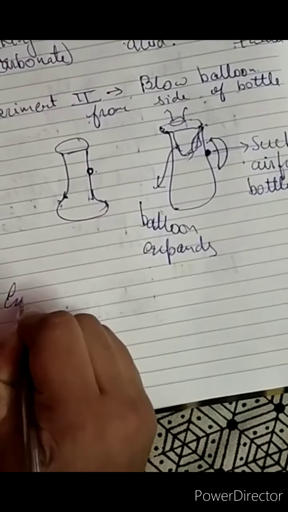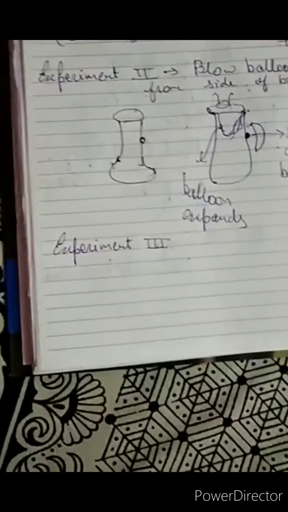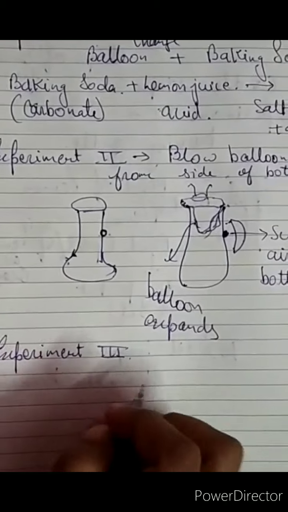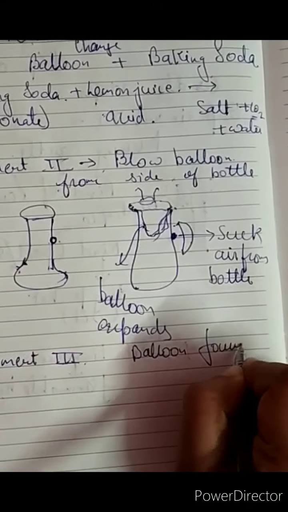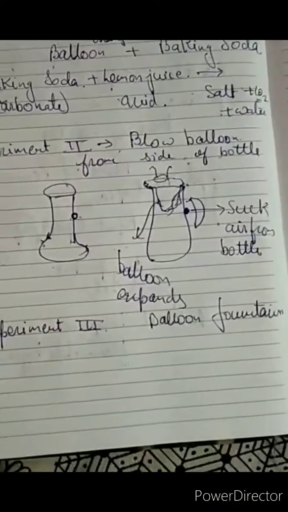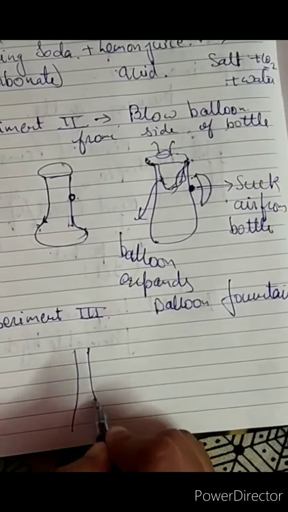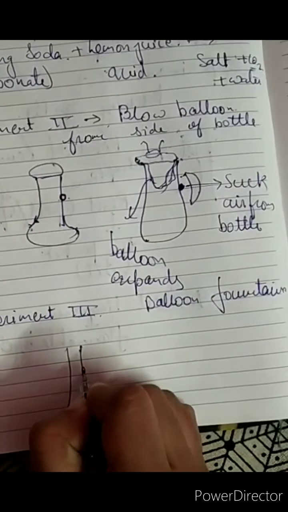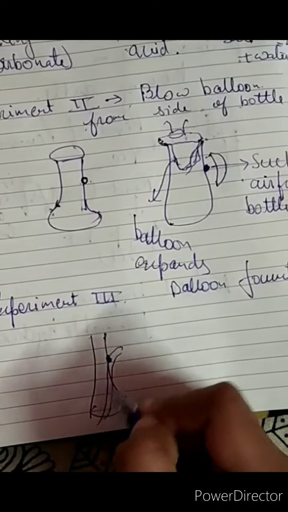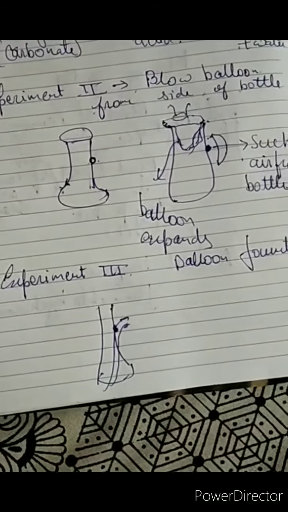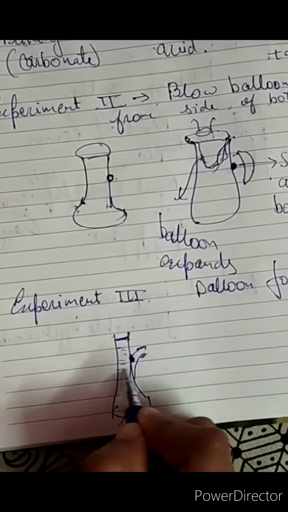Now my third experiment. Experiment three is balloon fountain. Okay, what is this balloon fountain? What I did, I just took a bottle, of course I pierced it and put a straw in it, and filled the bottle up to the neck. Okay, this is my water.